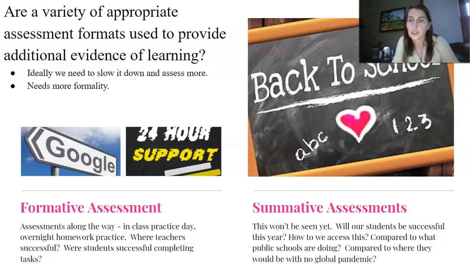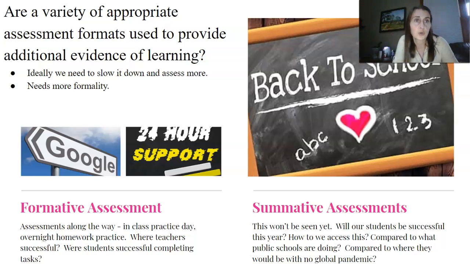in a controlled manner, the formative assessments would have been our in-class practice day, where the students have their teachers with them, and our overnight homework practice, where students have to do an assignment from home, but have the opportunity to come back in. So were the students successful completing the tasks? That would have been a nice formative assessment. As far as summative, honestly, this won't be seen yet.